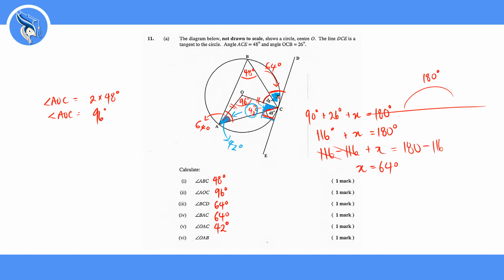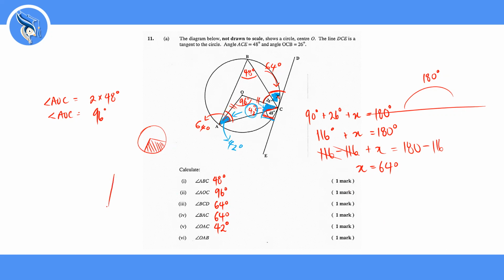And the last one is OAB. Now, remember, we found that the whole thing right here is 64. And just this little piece in the triangle here is 42. So it's like looking at a pie. You have one whole pie, and let's say you take out this much out of the pie. You've now removed a quarter of the pie, so that leaves you with 3/4 left.